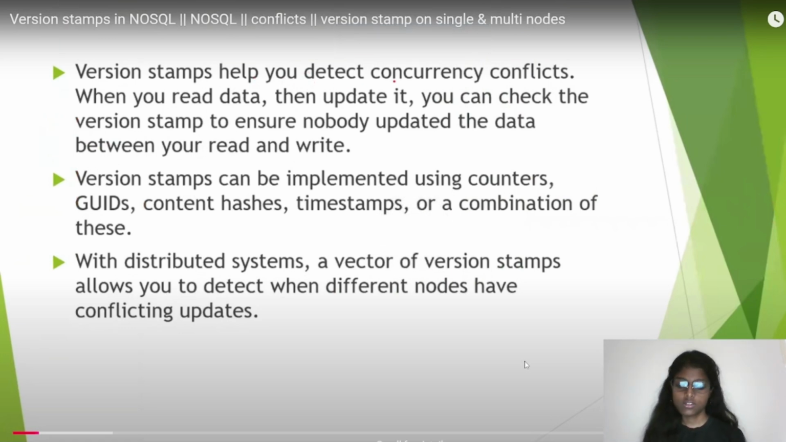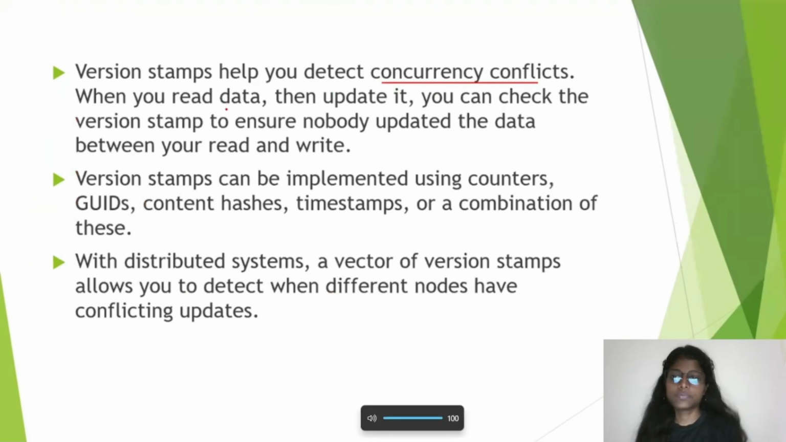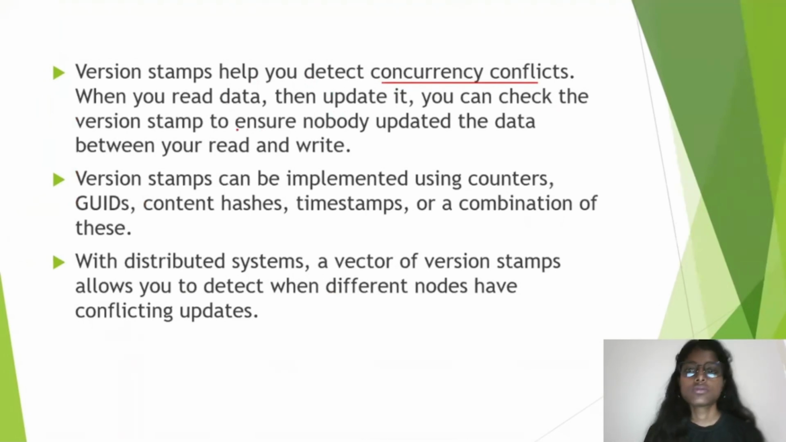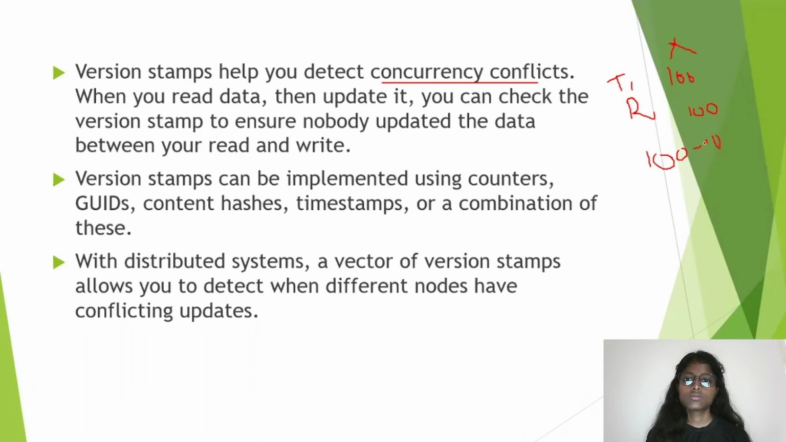Version stamps help you to detect concurrency conflicts. When you read the data and then update it, you can check the version stamp to ensure nobody updated the data between your read and write. For example, now I am reading a value X, in a transaction T. In X, we have the value 100. So if you read, it is 100 only. Now you are subtracting 10, 100 minus 10, which means you are performing a write operation, and you are going to say commit.